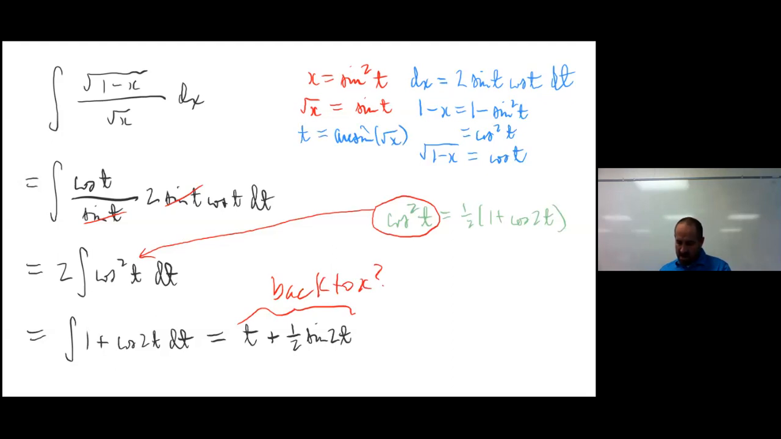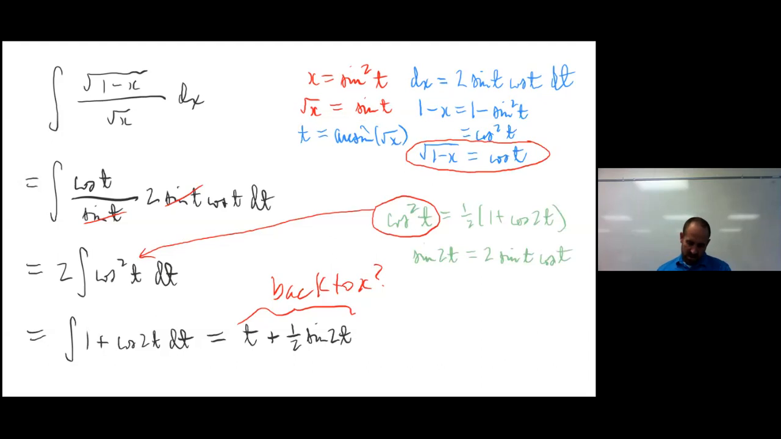Now, but I don't know what sine of 2t is per se. So what am I going to use? What do you think? Yeah, double angle, right? Sine of 2t equals 2 sine of t cosine of t. Where's cosine of t? Well, I just have it right there, right? I already figured out what cosine of t was. It's the square root of 1 minus x.